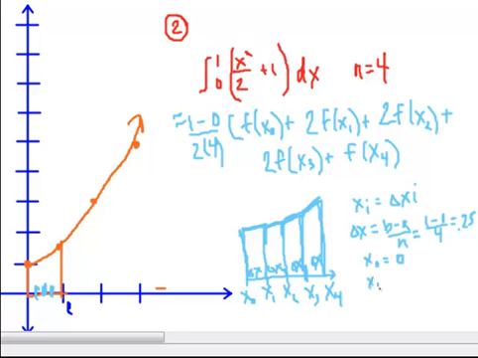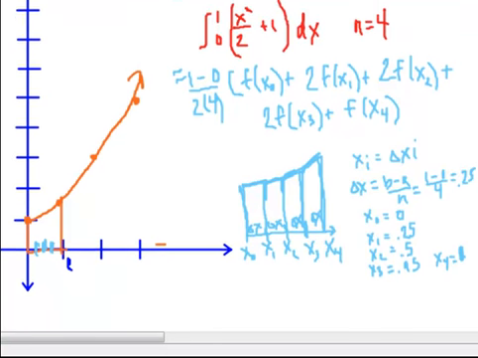X sub 1 would be 0.25 because it'd be delta x times 1. X sub 2 is going to be equal to 0.25 times 2, so 0.5, and you would even see that on this x-axis. You can see that clearly. X sub 3 is going to be equal to 0.75, and then finally x sub 4 is going to be equal to just 1. Okay, so I do have to move this down, unfortunately.